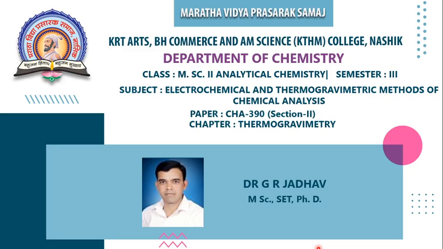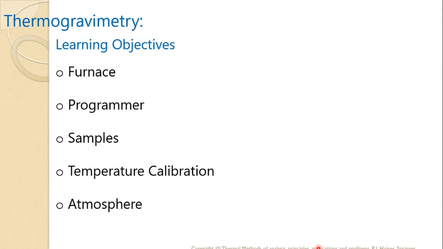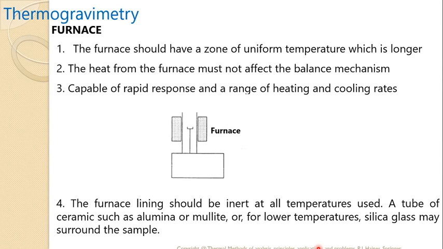In the previous lecture, we have seen the introduction to thermal analysis, historical development, then various terminologies involved in thermal analysis, and the next one is the apparatus. In that apparatus, we have seen the first part is a balance. Now in this lecture, we will see the furnace, then programmer, samples, temperature calibration and atmosphere. So first one is the furnace.